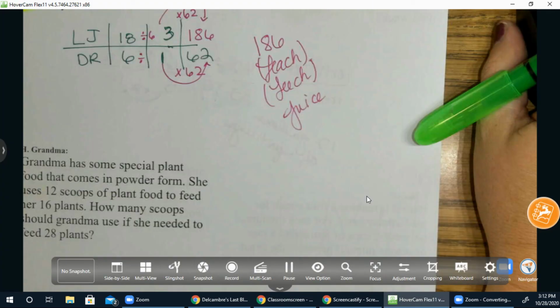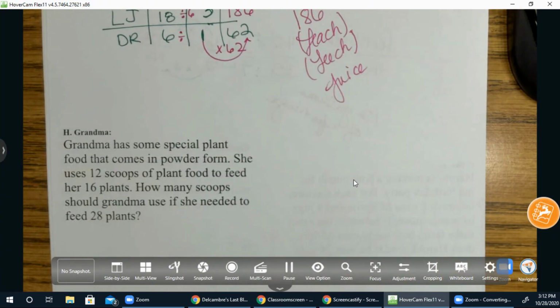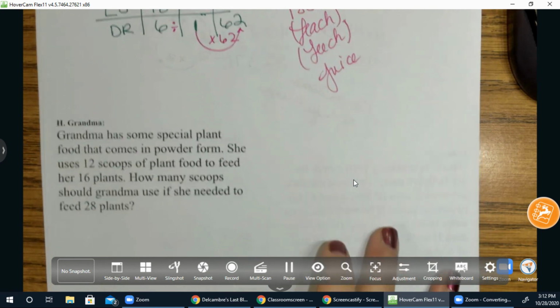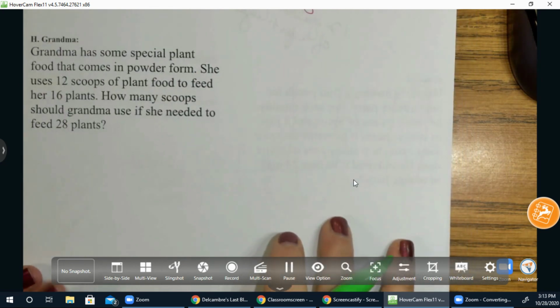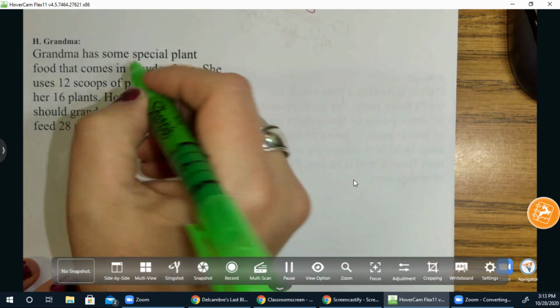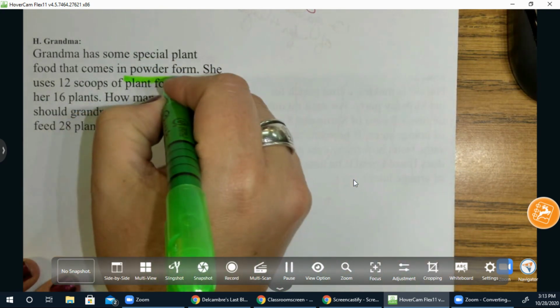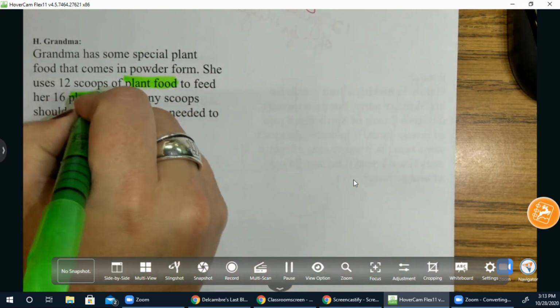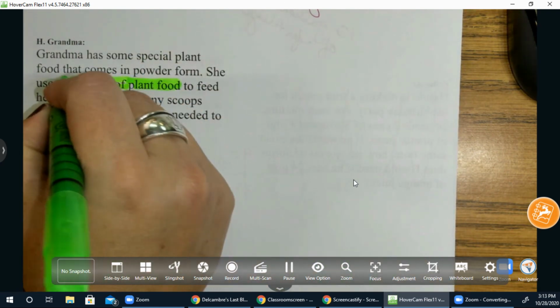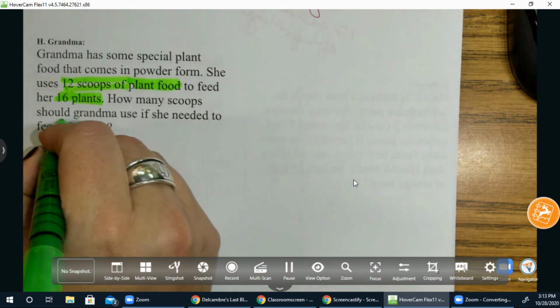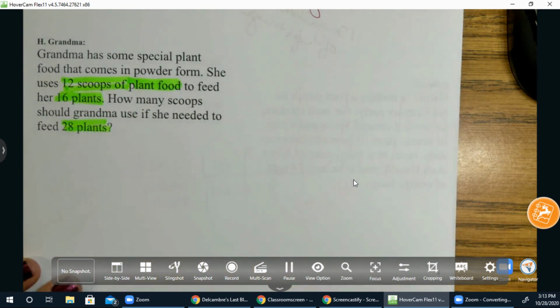All right. Okay, so H, Grandma has some special plant food that comes in powder form. She uses 12 scoops of plant food to feed 16 plants. How many scoops should Grandma use if she feeds 28 plants? Okay, so if I'm looking here, I'm comparing. What am I comparing? I'm comparing plant food and her plants. I know that I have 12 scoops for 16 plants. Got to figure out how many for 28 plants.